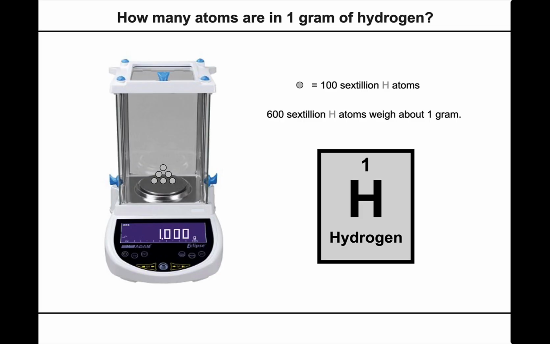This turns out to be an extremely important fact in understanding chemistry and quantifying or counting things or measuring things in chemistry. It's so important that we've given this number, 600 sextillion, a special name, and that name is a mole. 600 sextillion of something, whether it's atoms or molecules or anything else, is called a mole. So what you're seeing on this balance is a mole of hydrogen. That's how a chemist would talk about it.